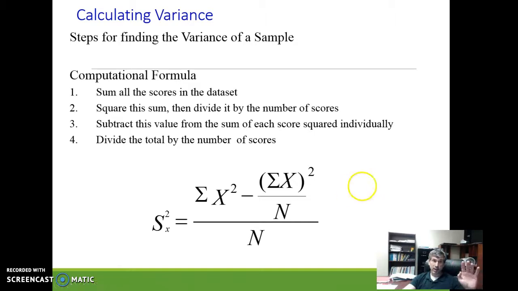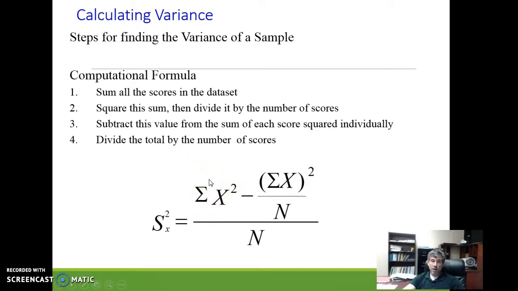Here are the main things to keep straight. We have sigma x in parentheses, squared. That means do what's in the parentheses first: add up all the x's, that's step 1, then square that number, that's step 2. Over here we have the same symbols but with no parentheses. Here our rule is the exponent happens first. We square each score individually, then we add them all up together.